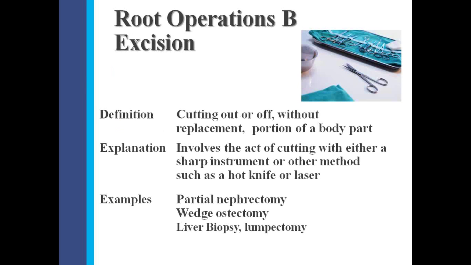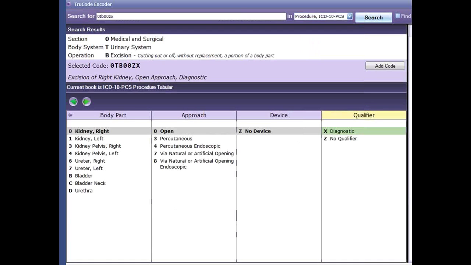So, for example, here is the definition of the root operation excision, cutting off, and then it gives you some examples. Now, within the code book, when you look up the code for an excision, I've got my TrueCode open here, and the first character is the medical and surgical system. It's got the urinary system, that's a T, and then there's my operation. The B is the excision. What they've done in TrueCode is give you the definition there, so you don't have to go look it up. It says right there, if I'm coding an excision, there's the definition.